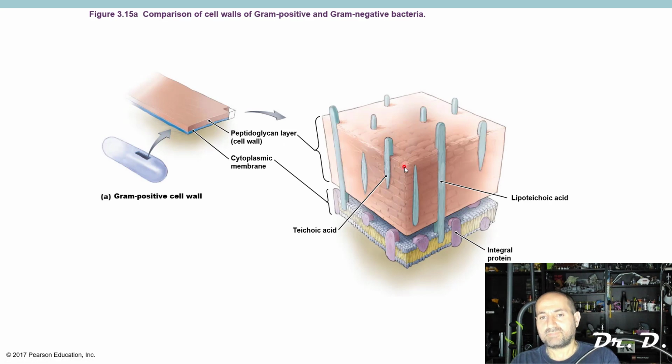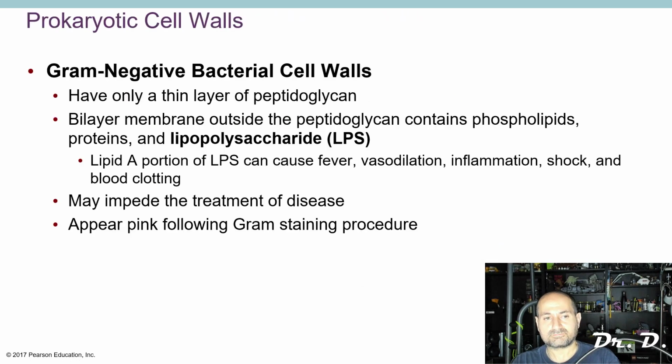Now look at this. Compare that to gram-positive cells. Very simple. You have your plasma membrane, and then you have a very thick layer of peptidoglycan. You do not have an outer membrane. You just have a thick layer of peptidoglycan, and you have these teichoic acids. Okay, that's the main difference between gram-positive and gram-negative cells.